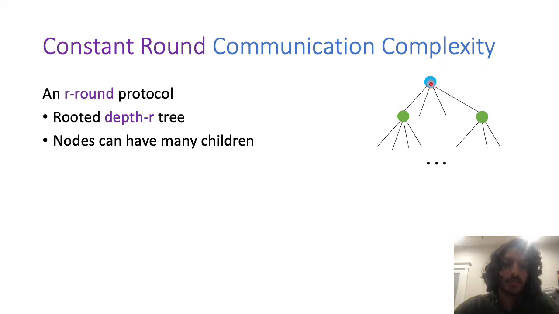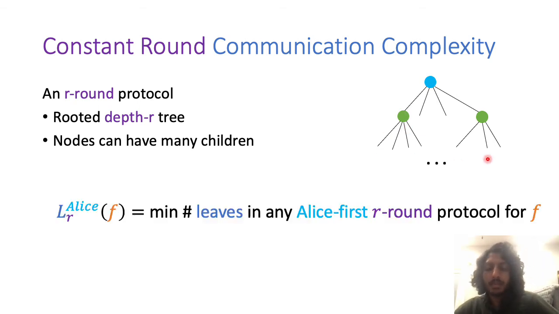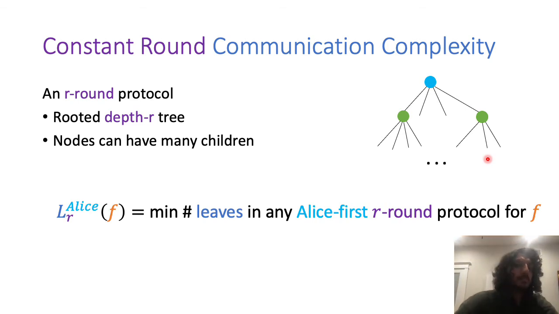Maybe at the first node Alice speaks, and now Alice is able to say 0, 1, 2, or 3. Then based on that, the next person speaks, and maybe that's Bob, and he can say, based on what he received from Alice and what input he has, either 0, 1, 2, 3, or 4, and so on. For us, the relevant size measure is going to be the leaf complexity when we restrict to one player going first. So L Alice r of F is going to be the minimum number of leaves in any Alice-first r-round protocol for F.